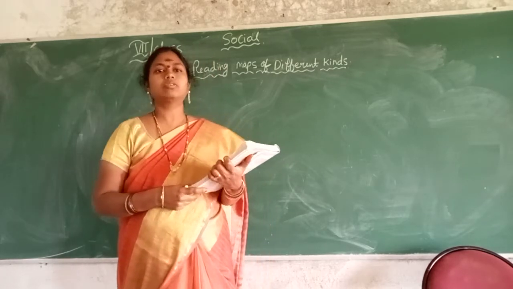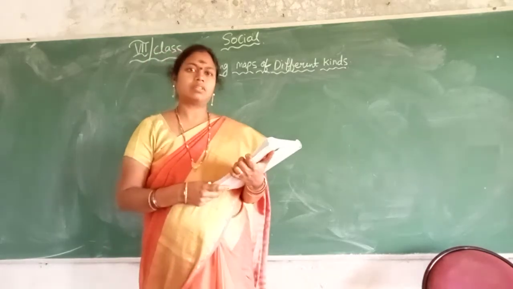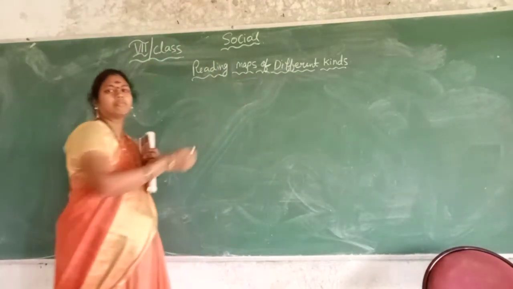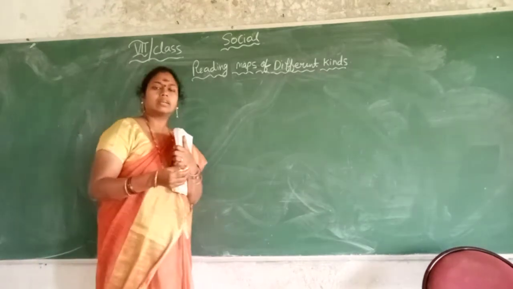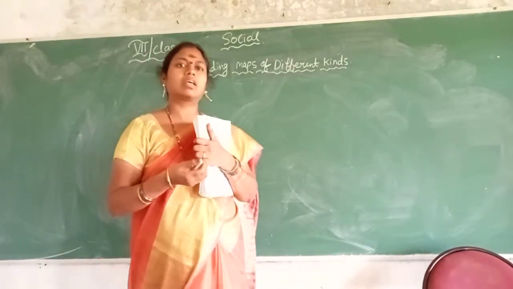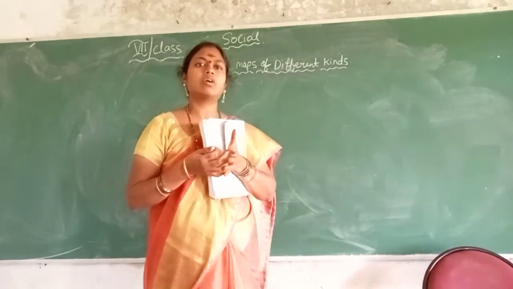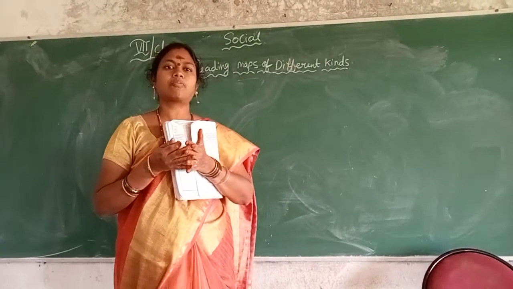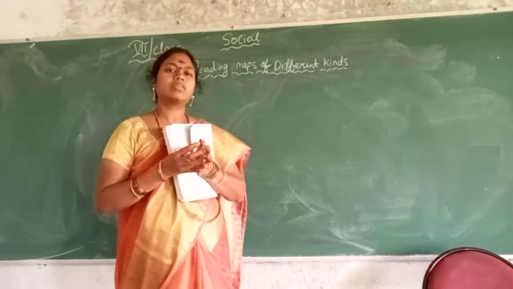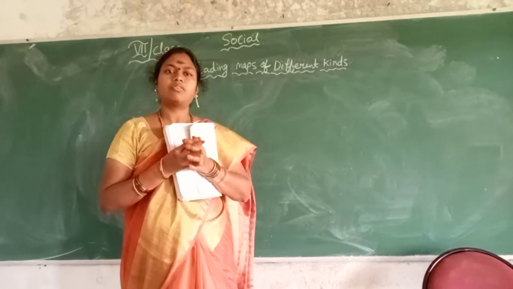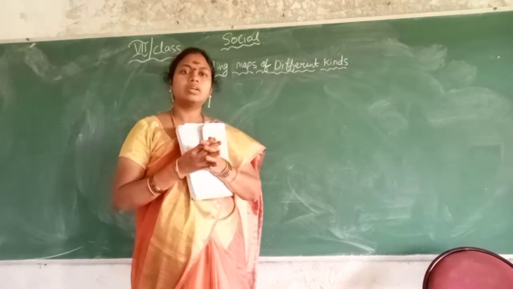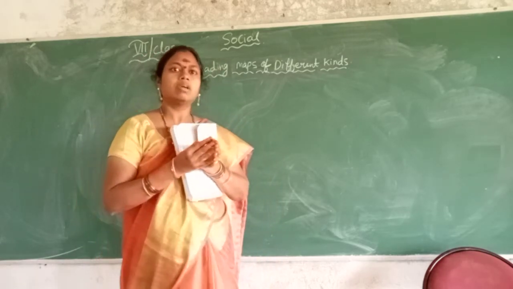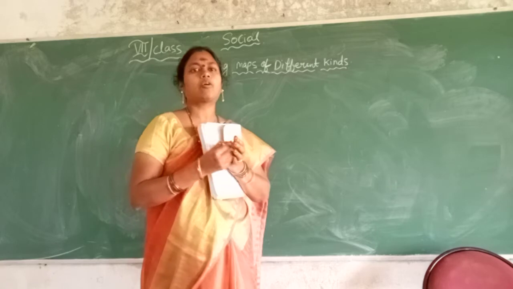So today I am going to start the first chapter in the 7th class, that is reading maps of different kinds. Before going into this chapter, let us revise the 6th class topics once again. In the 6th class you already discussed the features of maps, the uses of maps, and in the previous session you learned how to read and understand maps.